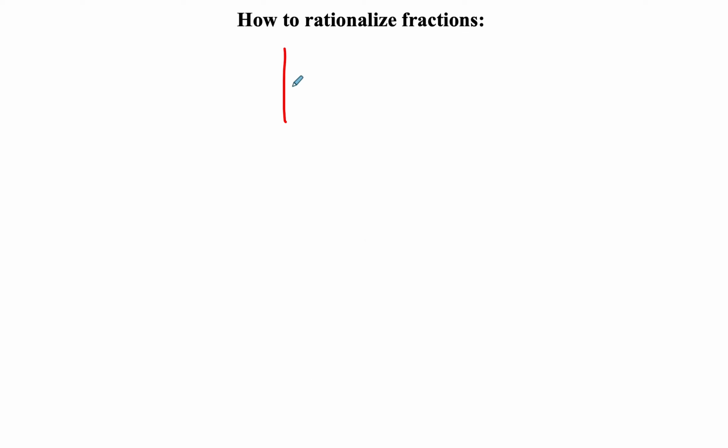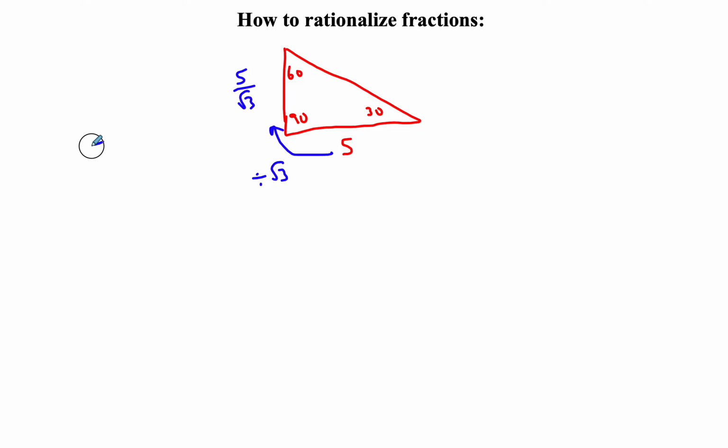First, let's give it a context. Let's say that you have a 30, 60, 90 right triangle. They tell you that the side opposite to the 60-degree angle is 5. Great, you say. Well, we know from the previous video that that means we're going to have to divide by the square root of 3, which means this is 5 over the square root of 3. Here's the problem. 5 over the square root of 3 is irrational, so what do we do?